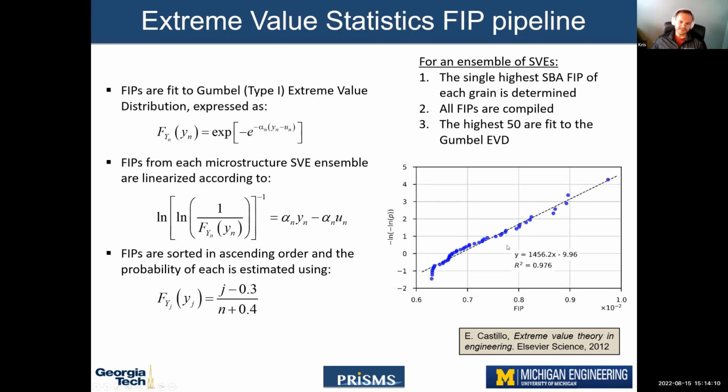So this particular figure is from a microstructure model from our initial publication for PRISMS-Fatigue, fit to the linearized Gumbel extreme value distribution. And you can see that it nicely displays a straight line, giving us confidence that the FIPs do in fact follow an extreme value distribution.